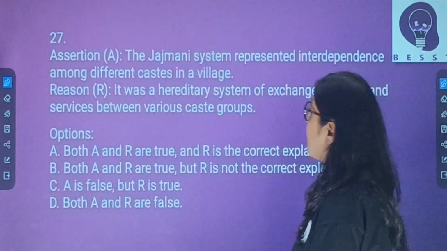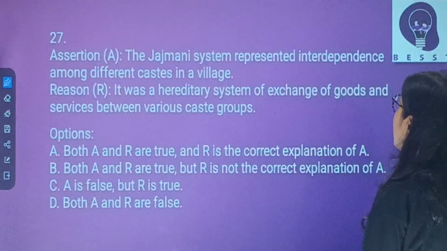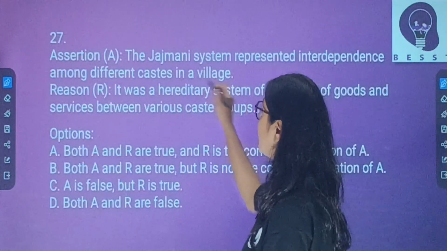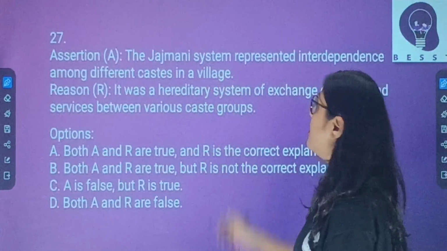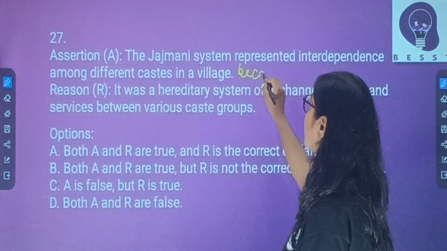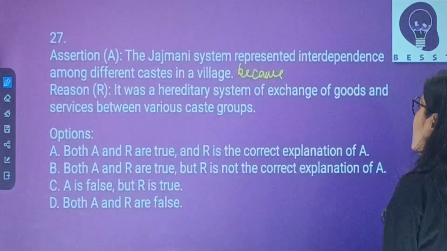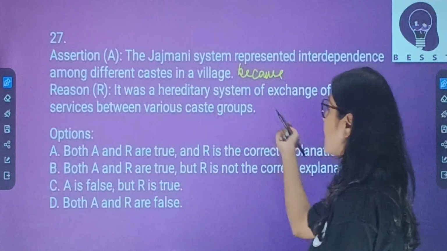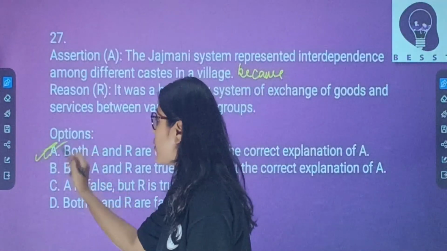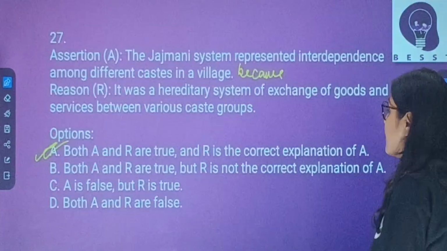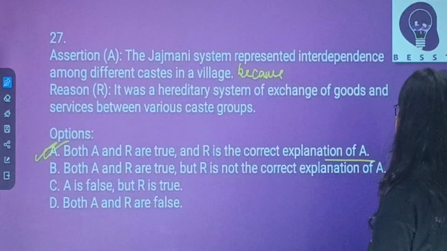Question number 27. The Jajmani system represented interdependence among different castes in a village. So yes, this is the right assertion because it was a hereditary system of exchange of goods and services between various caste groups. So yes, this will also be option number B. Both A and R are true and R is the correct explanation of A.